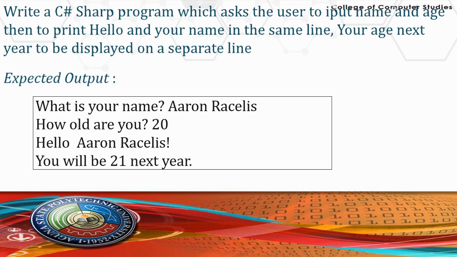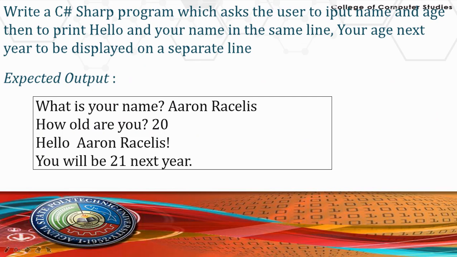So, for example, we have this problem. Write a C sharp program which asks the user to input the name and age and then prints hello and your name in the same line, and your age next year to be displayed on a separate line. So how are we going to do that? This is the sample output. This is what we're going to expect.